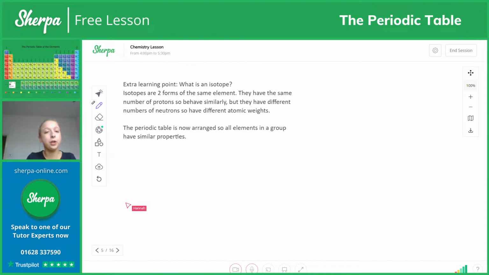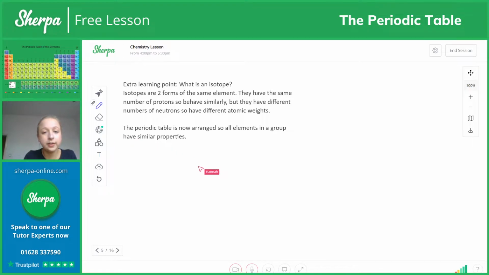So I'm going to go away from the periodic table just for a minute and have a look at a little extra learning point. We're going to think about what an isotope is. Isotopes are basically two forms of the same element. All elements have a nucleus, and inside the nucleus are protons and neutrons. I could actually draw this for you.